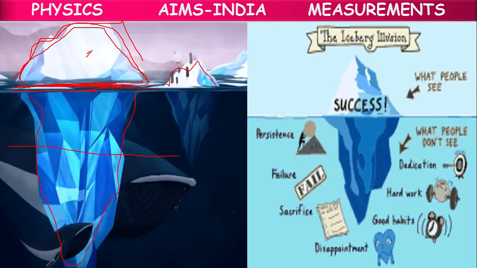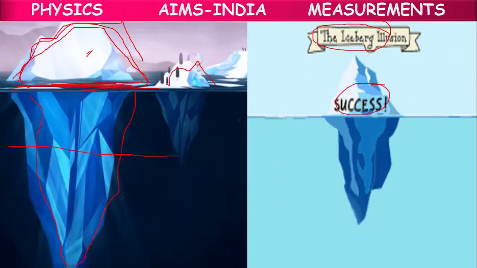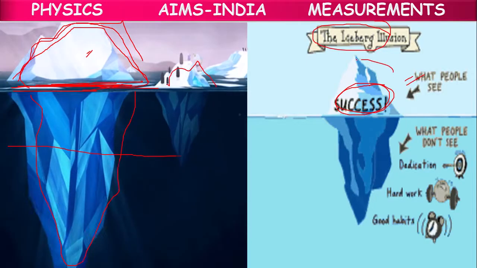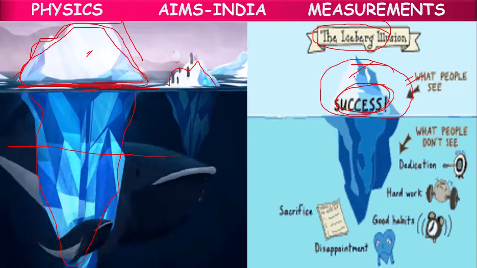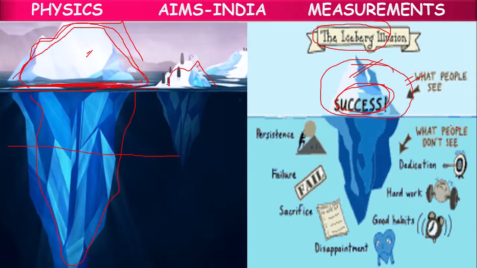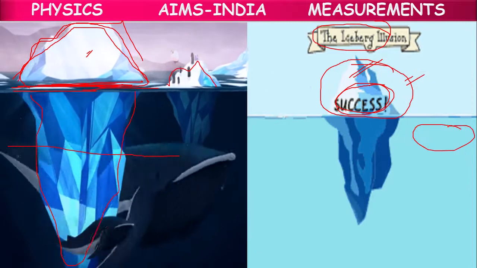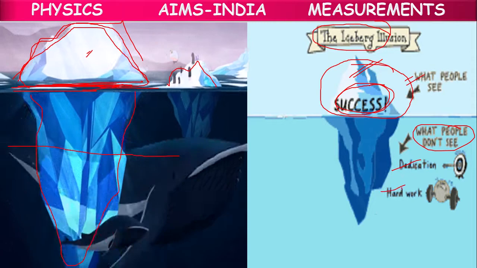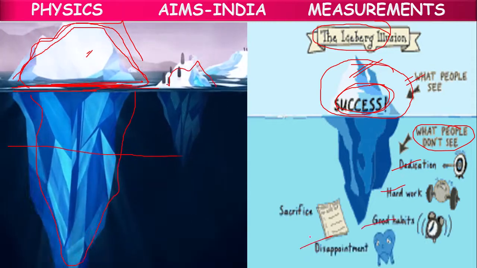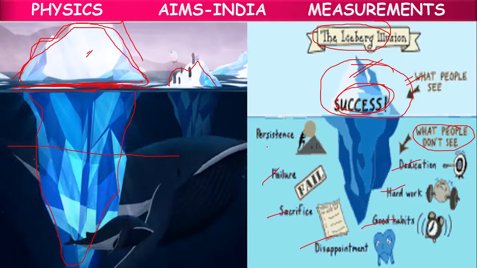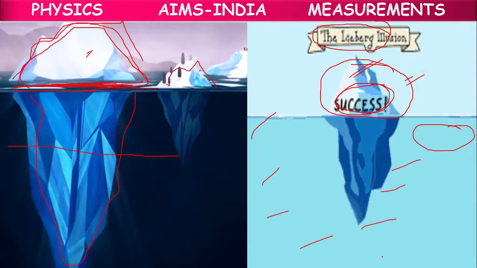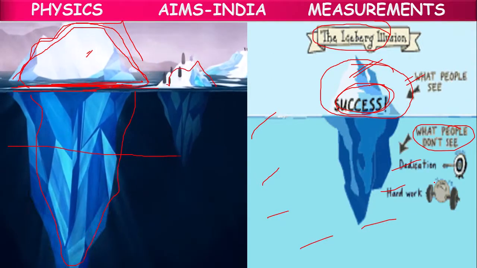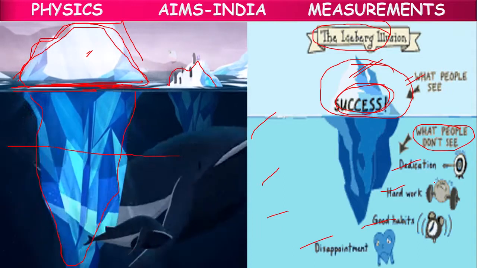So we can compare the iceberg illusion with success. What people see is only what is above the water level, this success only they can see. But what people don't see, which are the main reasons for success: dedication, hard work, good habits, disappointment, sacrifice, failure, persistence. These are all the reasons for the success. Nobody will see the reasons, they will just see the success.